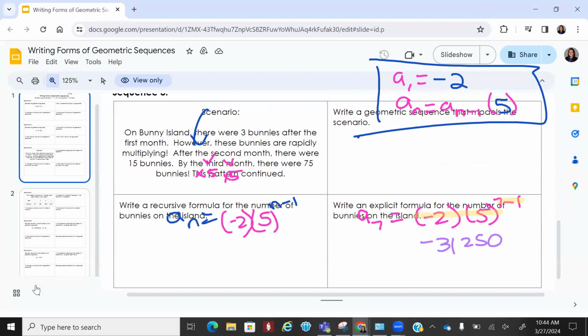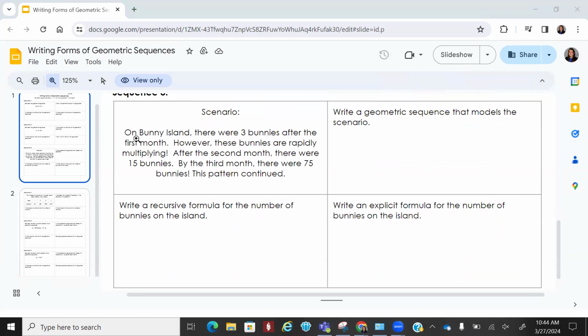Now, this is a word problem. So let's read this together. We got on Bunny Island, there were 3 bunnies after the first month. However, these bunnies are rapidly multiplying. After the second month, there were 15 bunnies. By the third month, there were 75. This pattern continues. So how many did we start with? How many do we get the next month?